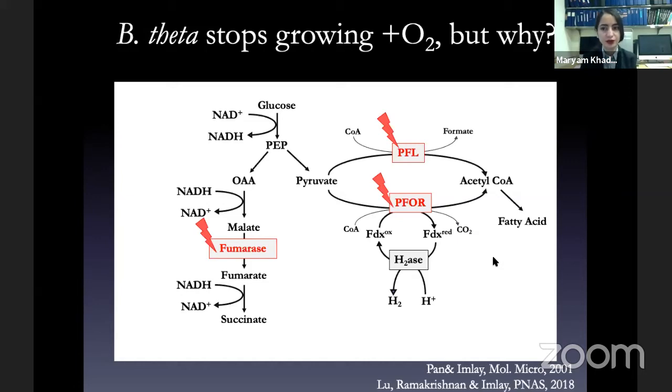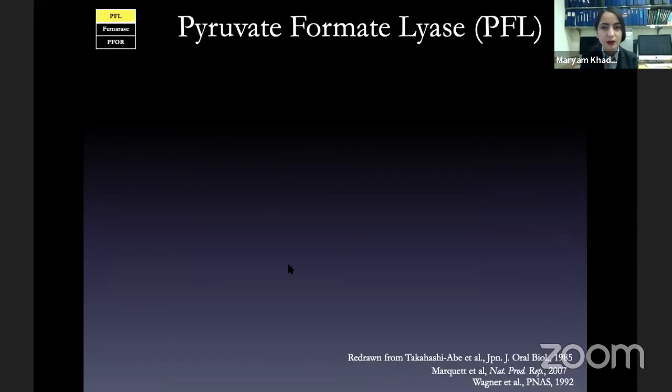If you remember the graph that I showed you, when the cells grow and then they do not grow, during that phase where they are not growing, it was shown that these 3 enzymes are damaged in them. And these are PFL and PFOR and fumarase. But what are these enzymes? I will just briefly introduce them to you.